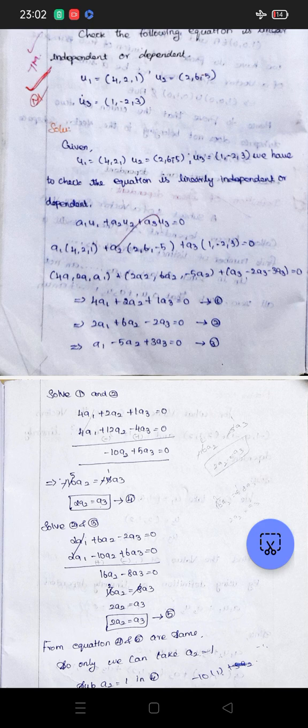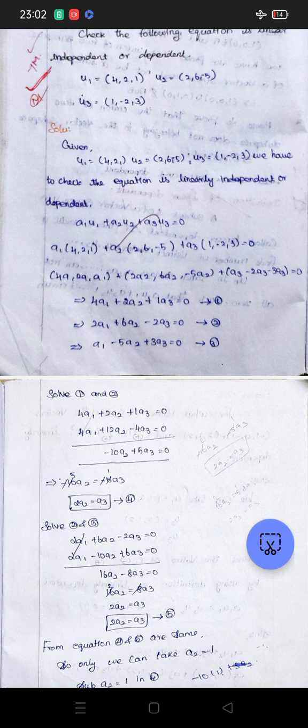You can convert this to equation form by adding the corresponding elements. So 4a1 plus 2a2 plus a3 is equal to 0. 2a1 plus 6a2 minus 5a3 is equal to 0. The third one, a1 minus 2a2 plus 3a3 is equal to 0. You can solve any two equations. Solving equation numbers 1 and 2: the first equation is 4a1 plus 2a2 plus a3 is equal to 0, and the second equation multiplied by 2.